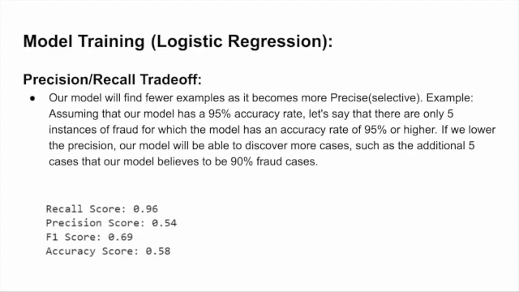For example, assuming that our model has a 95% accuracy rate, let's say there are only 5 instances of fraud for which the model has an accuracy rate of 95% or higher. If we lower the precision, our model will discover more cases, such as the additional 5 cases that our model believes, at 90%, are fraud cases. So here are the scores of recall, precision, F1 and accuracy, which are very high, 0.96, and so it is very good.